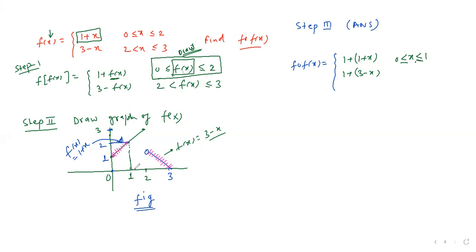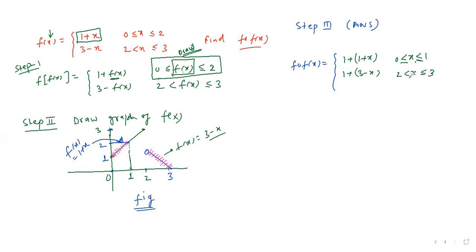Guys, from 0 to 2, is there any branch 3 minus x? No, sir. So what are the values of x? Open 2, close 3. X greater than 2 and less than or equal to 3.